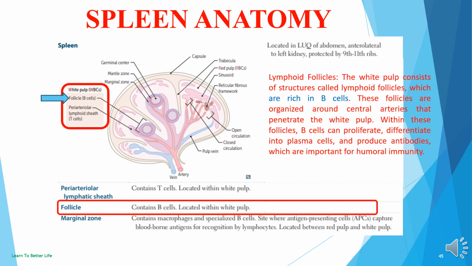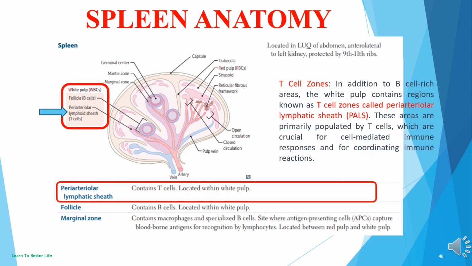Lymphoid follicles. The white pulp consists of structures called lymphoid follicles, which are rich in B cells. These follicles are organized around central arteries that penetrate the white pulp. Within these follicles, B cells can proliferate, differentiate into plasma cells, and produce antibodies, which are important for humoral immunity. T cell zones. In addition to B cell-rich areas, the white pulp contains regions known as T cell zones called periarteriolar lymphatic sheath. These areas are primarily populated by T cells, which are crucial for cell-mediated immune responses and for coordinating immune reactions.